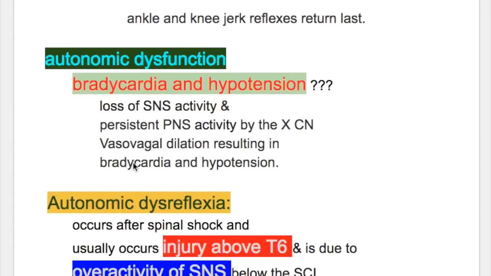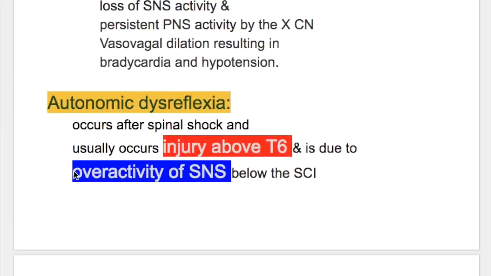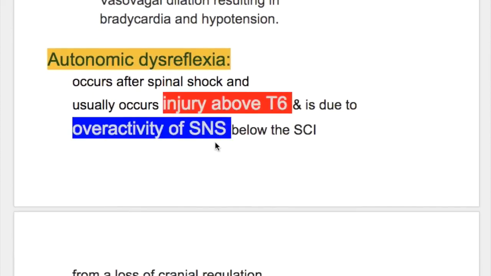The second topic, autonomic dysreflexia. Autonomic dysreflexia occurs after spinal shock and usually occurs in injury above the thoracic sacral level, and is due to overactivity of the sympathetic nervous system below the spinal cord injury from a loss of cranial regulation.